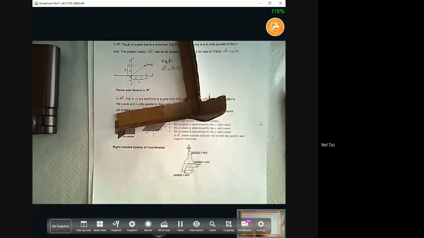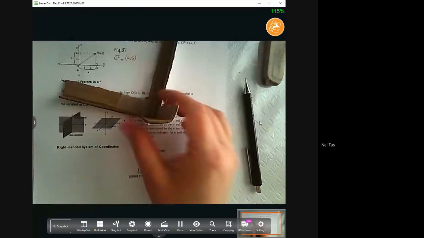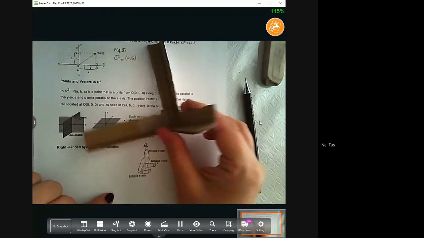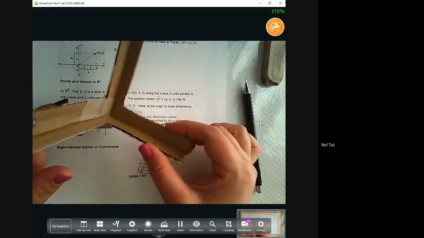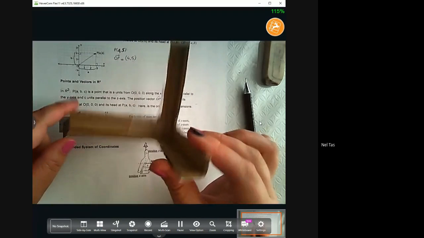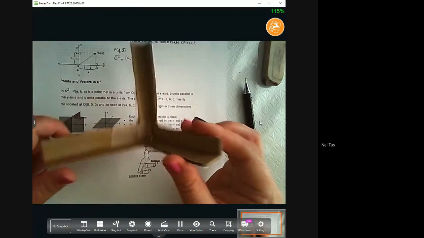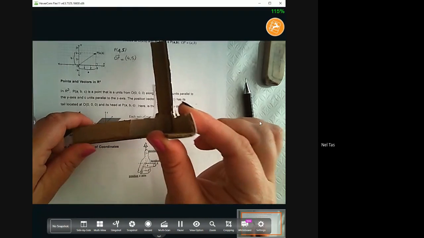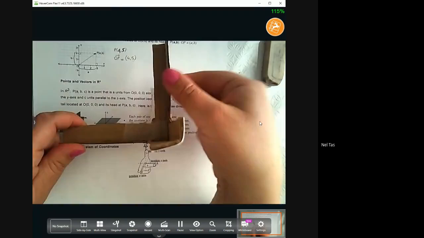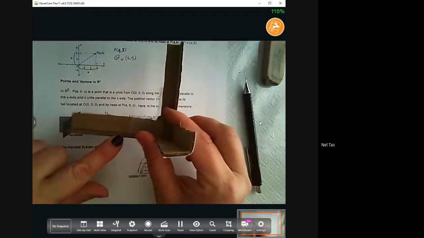I also use this one cut from a box. As you see, all those three axes make 90 degrees with each other. So this one sticking up is the z-axis, then the x-axis, and the y-axis.